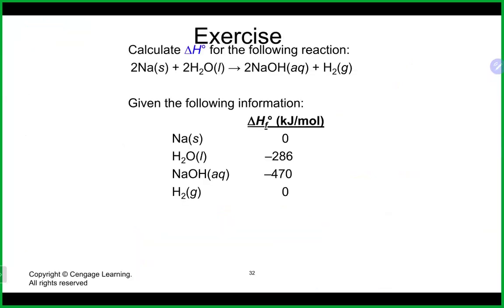All right, why don't you try one here with some real numbers? Why don't you give it a go? Calculate the delta H for this reaction. And these are obviously values you would find in a table.